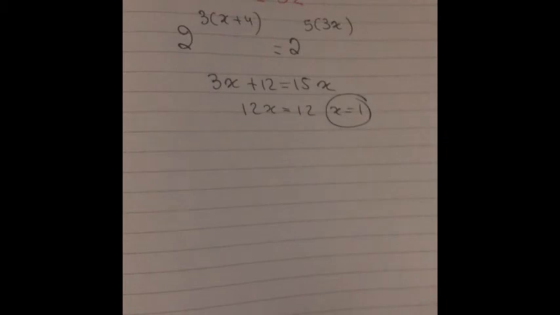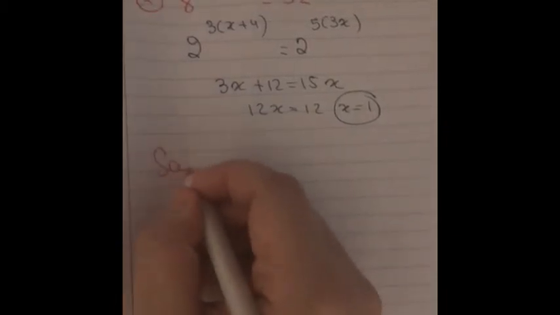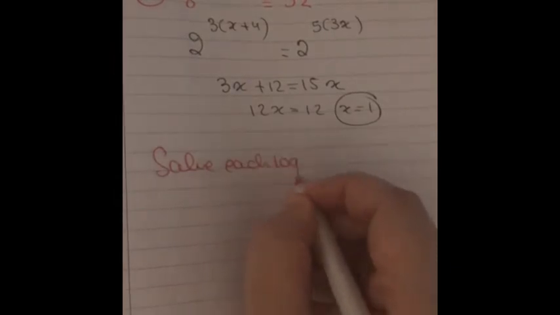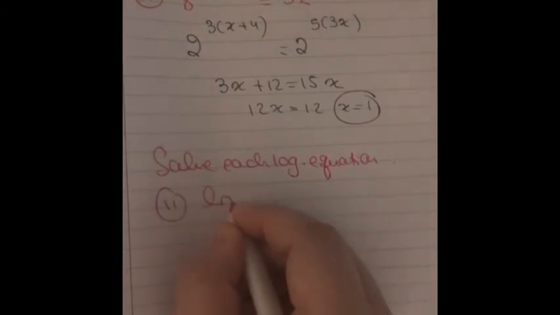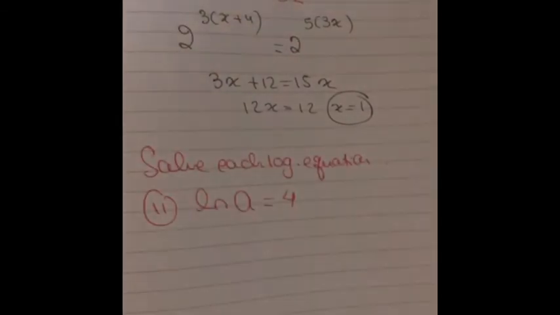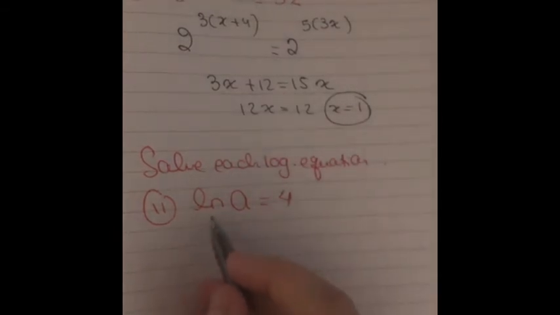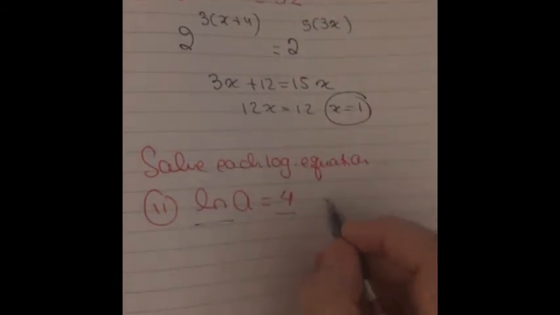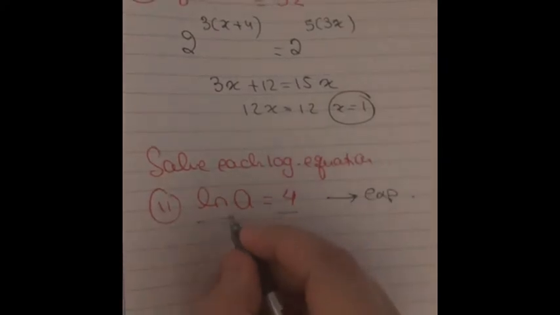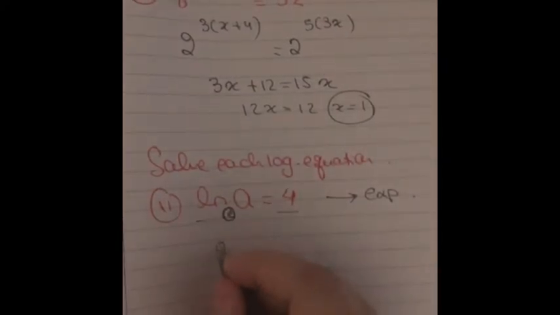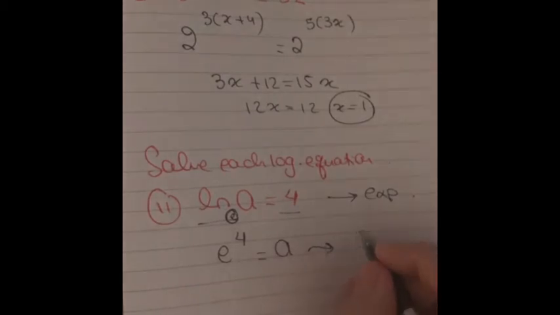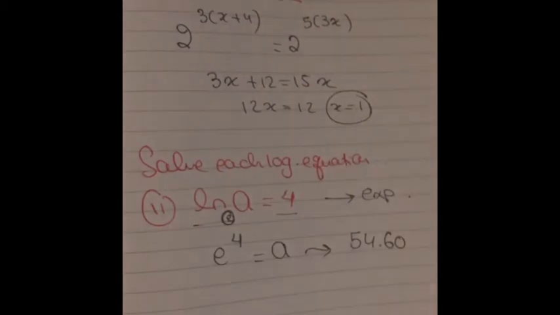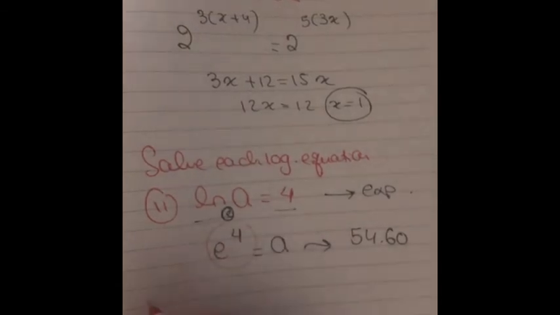Okay, solve each logarithmic equation. Here I'm going to pick the ones that have ln. So ln a equals 4. What shall I do to solve over here? I have a log on one side and there's no log on the other side. You have to change to exponential and think that there's an e over here. So e to the power 4 is equal to a, and then this is a calculator job. For number 11, the answer is 54.60. If you have no calculator, you would stop at e to the power of 4.